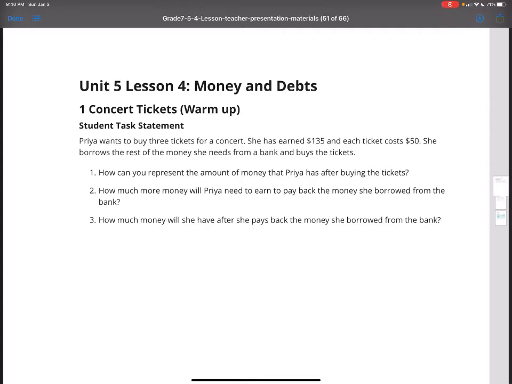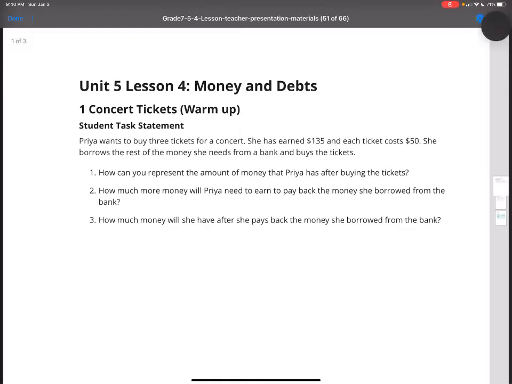The warm-up is called Concert Tickets. It says Priya wants to buy 3 tickets for a concert. She has earned $135 and each ticket costs $50. She borrows the rest of the money she needs from a bank and buys the tickets. Okay, so it says, how can you represent the amount of money that Priya has after buying the ticket?